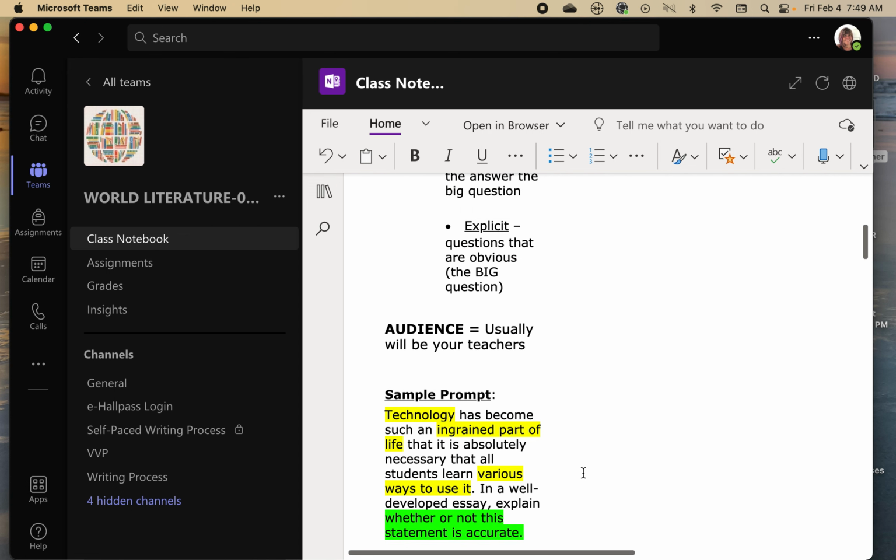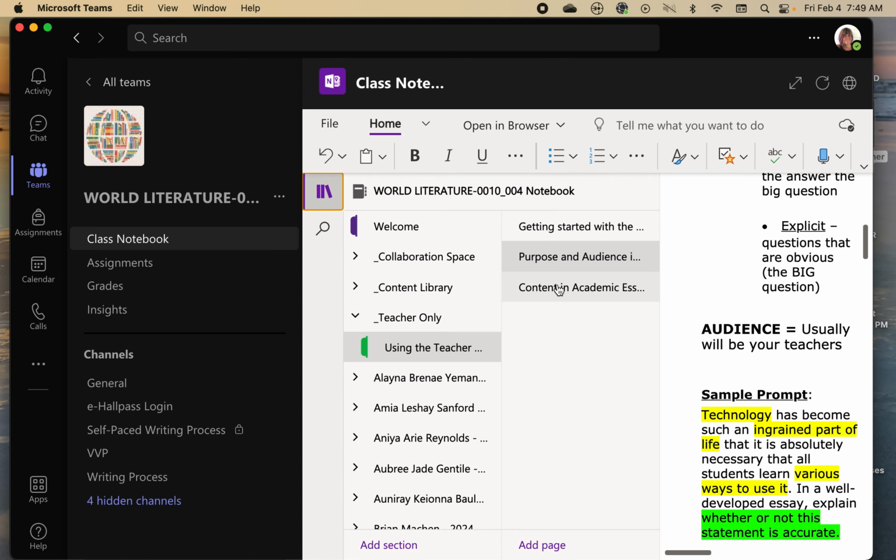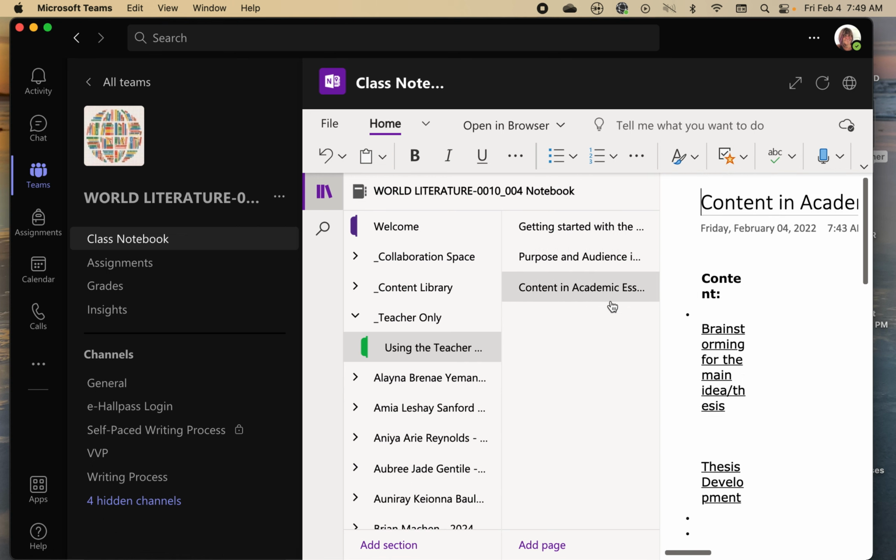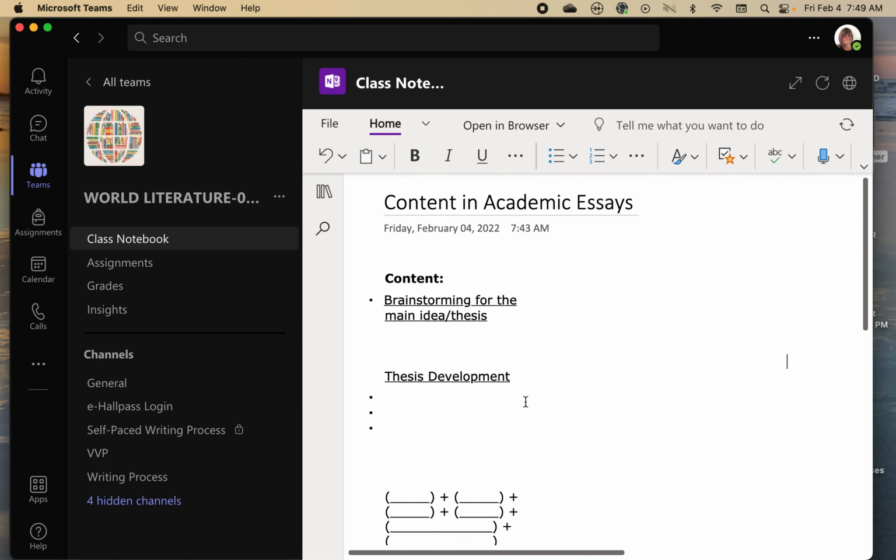And usually the audience will be your teachers. But now we're going to move on to content. That's the C in the PACOW acronym. So if I'm looking at this, which should be in your class notebook as well, there are a couple headers that we're going to talk about and you're going to fill in. So you need to make sure that you are taking notes.